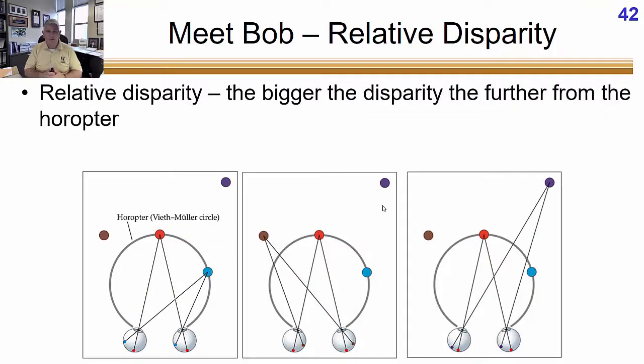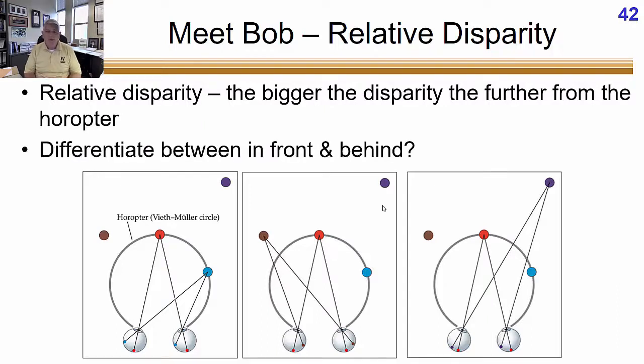Here's another depiction of that, looking at having blue and red on the horopter, and then seeing how far off the purple is compared to the brown. All right, what about differentiating between in front of and behind?